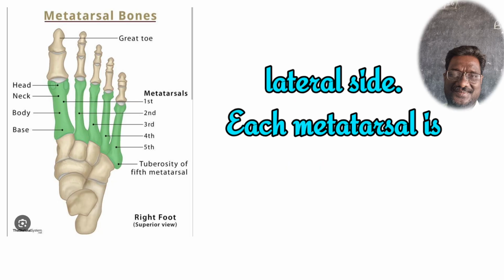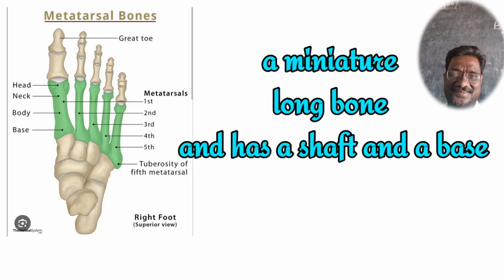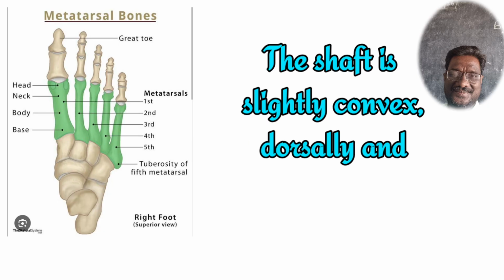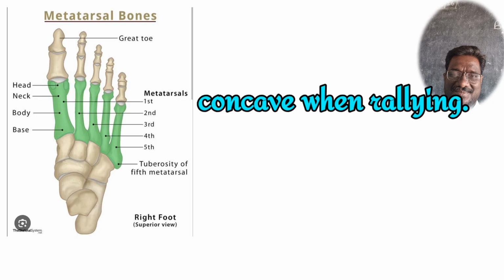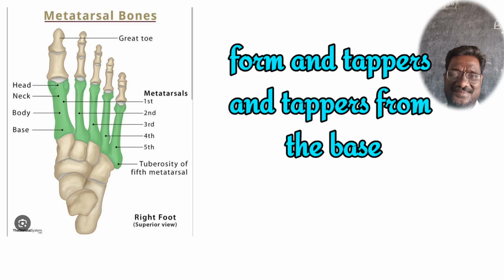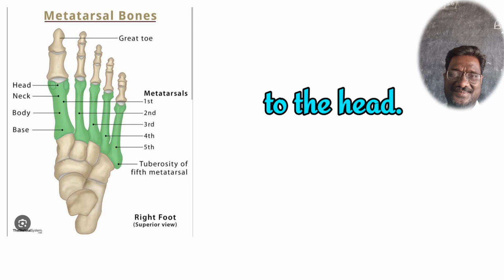Each metatarsal is a miniature long bone and has a shaft, a base or proximal end, and a head or distal end. The shaft is slightly convex dorsally and concave ventrally. In its longitudinal axis, it is prismoid in form and tapers from the base to the head.